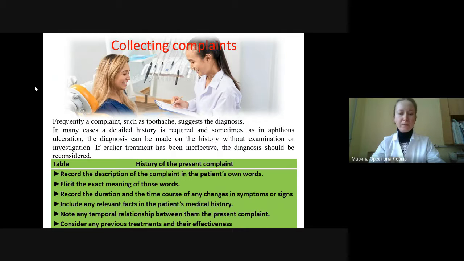In the table below are collected statements about collecting complaints about the history of the present complaint. At first, it is suggested to record the description of the complaint in the patient's own words. Next, elicit the exact meaning of those words. Record the duration and the time course of any changes in symptoms or signs. Include any relevant facts in the patient's medical history. Note any temporal relationship between them and the present complaint. Consider any previous treatments and their effectiveness.